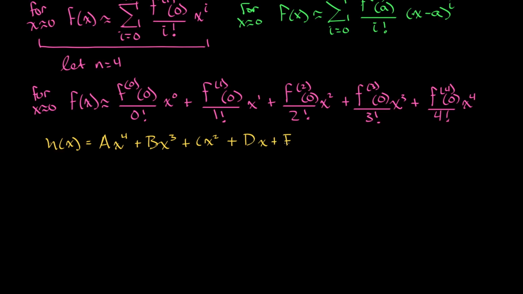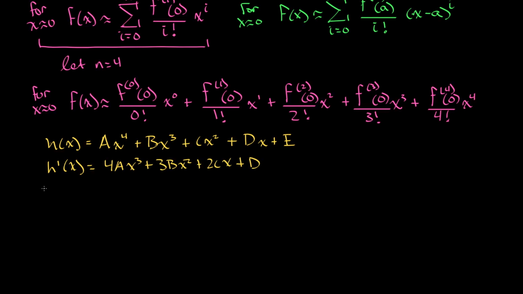And what we're going to do is similar to what we did up there. We're just going to start taking the derivative and evaluating it at 0 and see what we get. And we want to recover a, b, c, d, and e. That's our goal. So let's take some derivatives here. So we'll find the first derivative. That's going to be 4ax cubed plus 3bx squared plus 2cx plus d.